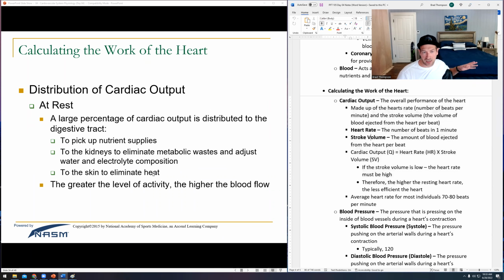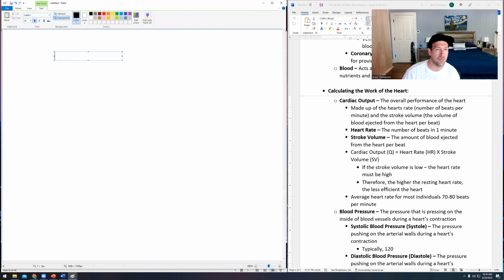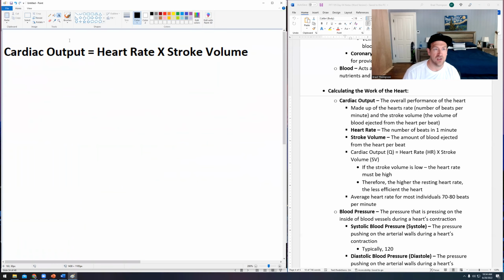So as we're looking at cardiac output, cardiac output is the overall performance of your heart. Now, we can calculate this. It is made up of your heart rate, that's the number of beats in one minute's time, and your stroke volume, the volume of blood ejected by the heart per beat. So if we look here at overall cardiac output, there's a formula that we can use. Cardiac output equals heart rate times stroke volume. That's our formula, okay? Cardiac output equals heart rate times stroke volume.